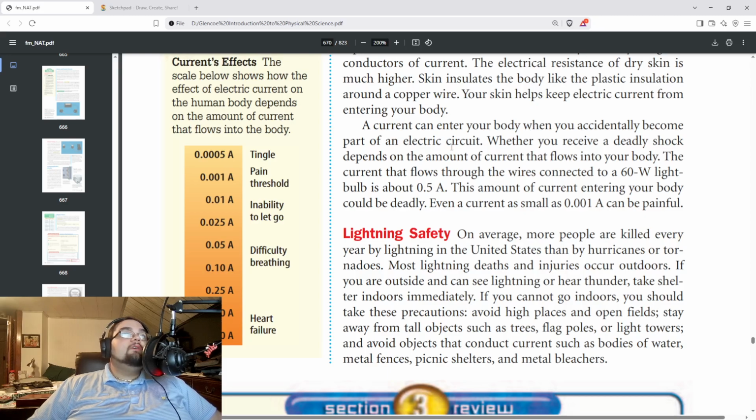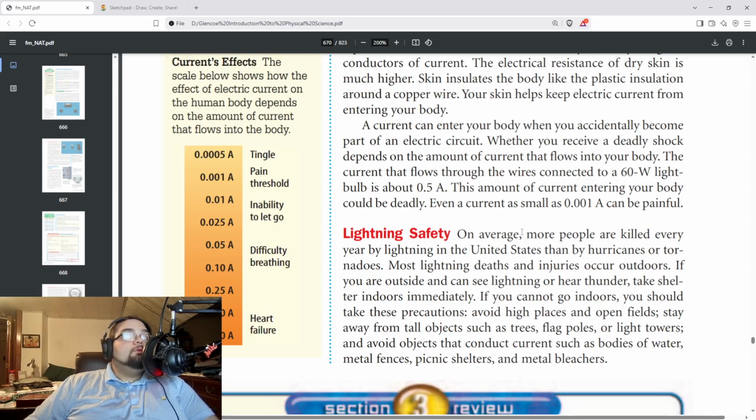You receive a deadly shock depending on the amount of current that flows through your body. The current that flows through the wires connected to a 60-watt light bulb is about half an amp. This amount of current entering your body could be deadly. Half an amp is deadly. 0.001 amps can be painful.